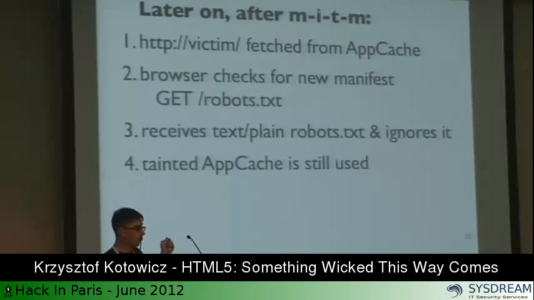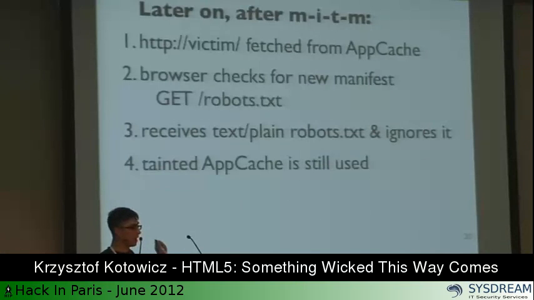But later on, when I'm no longer modifying the traffic, Bob visits the victim website. In this case, this was Facebook. It is being fetched from app cache. The manifest file is being checked. So it sends the GET request for the robots text file. But, of course, robots text on a real Facebook server is just a text plain document. So the browser says, okay, there is no new manifest. This was just a wrong MIME type. Sorry, I'm going to use the old cache.